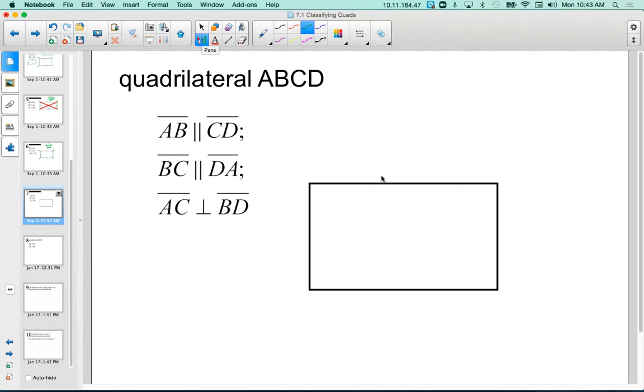AB is parallel to CD. Gotta leave my sides, or my vertices. AB is parallel to CD. BC is parallel to DA. And AC is perpendicular to BD.